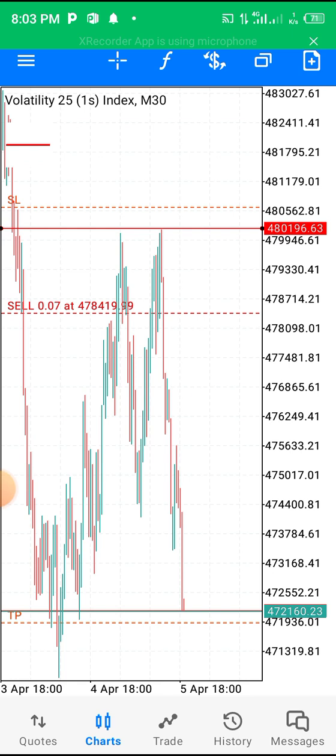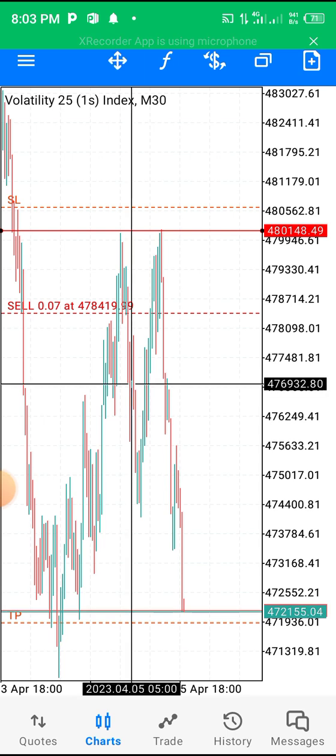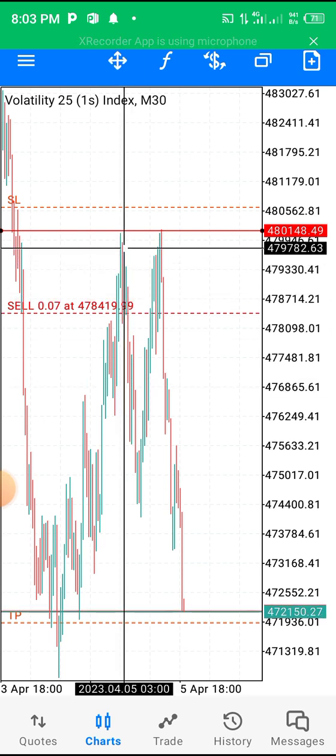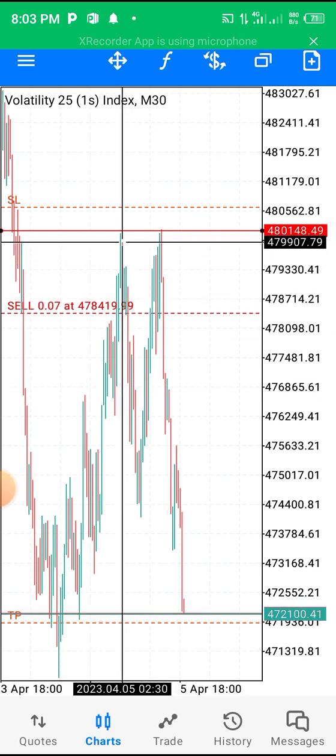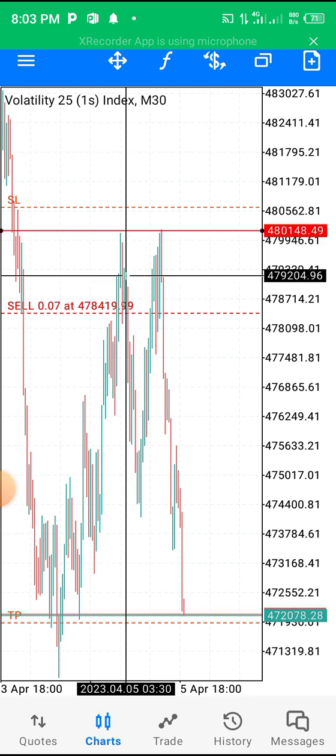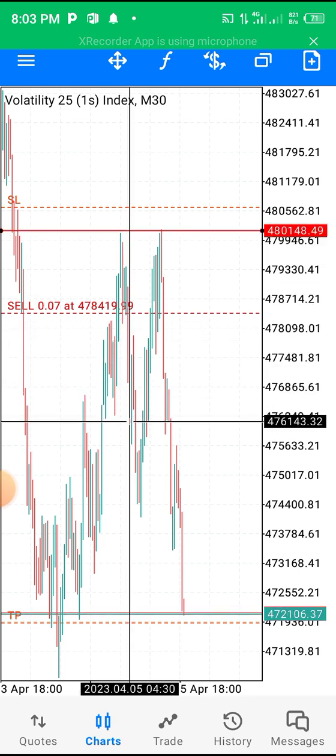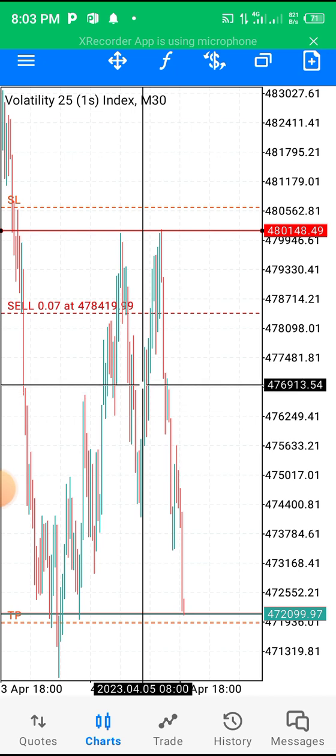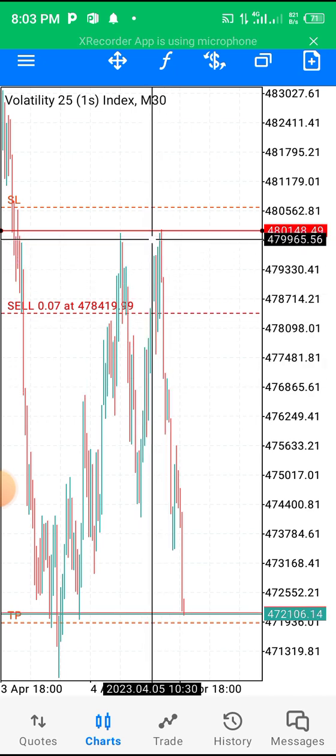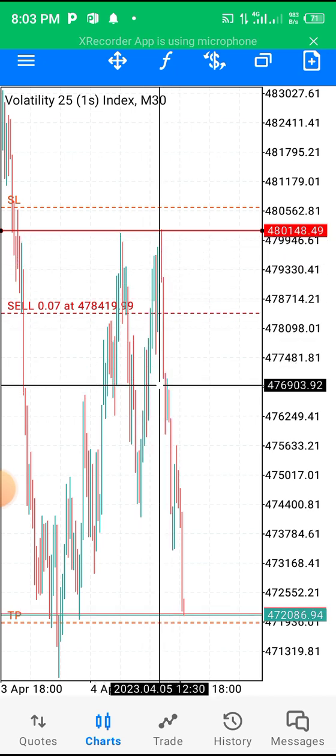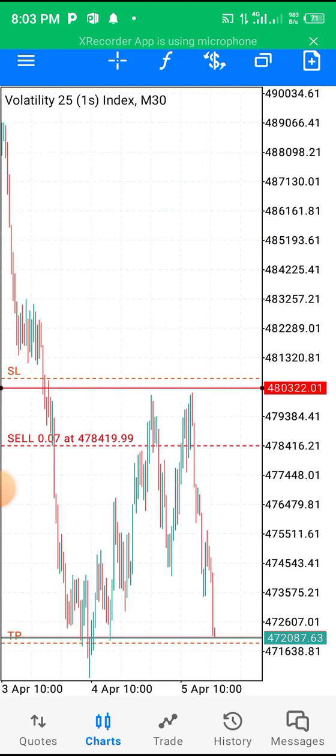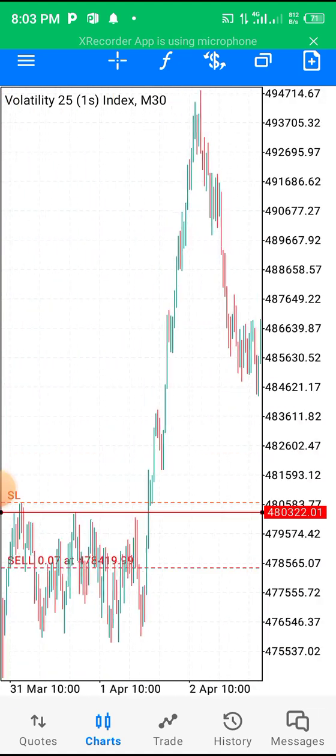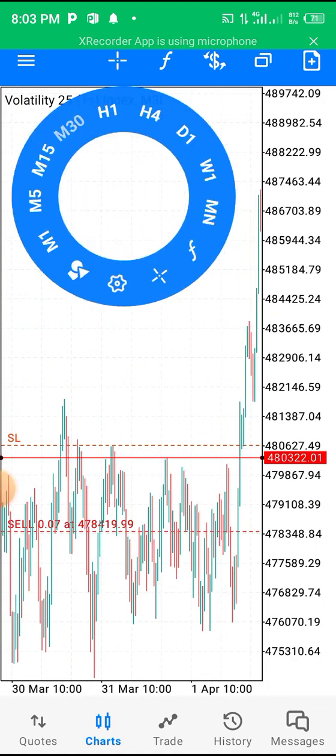This is my resistance zone. So why am I making this place a resistance zone? You can see that whenever the price gets to this position, after testing this line, it comes down again and starts selling. Whenever it comes up again, it still tests this line and comes down and starts selling. If you back test, you will see that that line is a very strong zone.